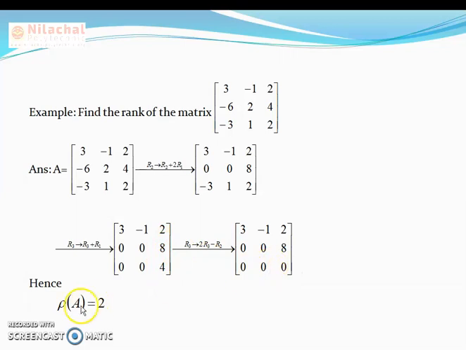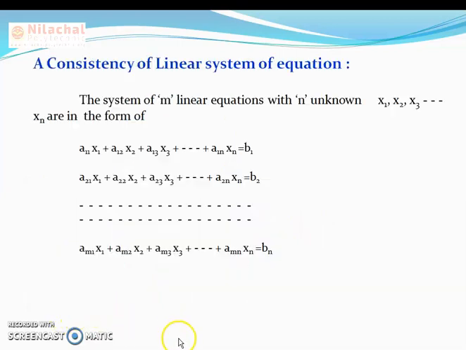So the non-zero rows are 1 and 2. Okay, so rank of A equals 2. Complete. So we have completed the rank of the matrix.